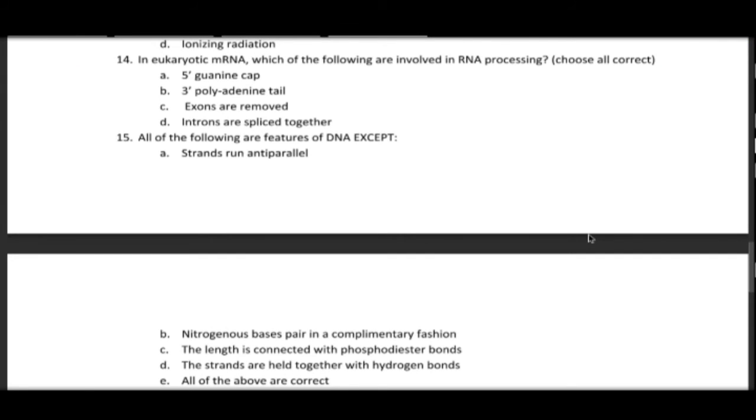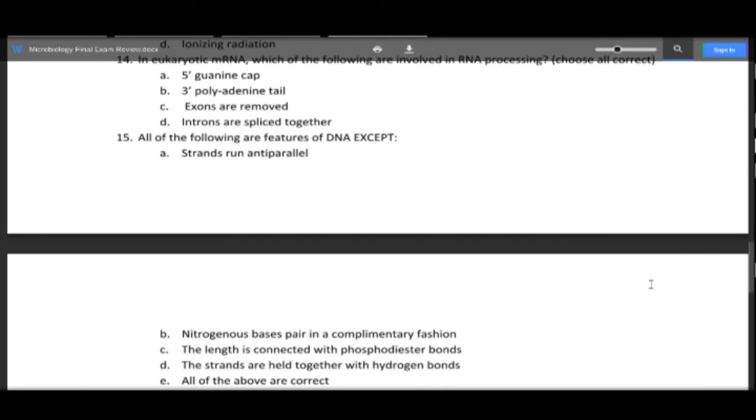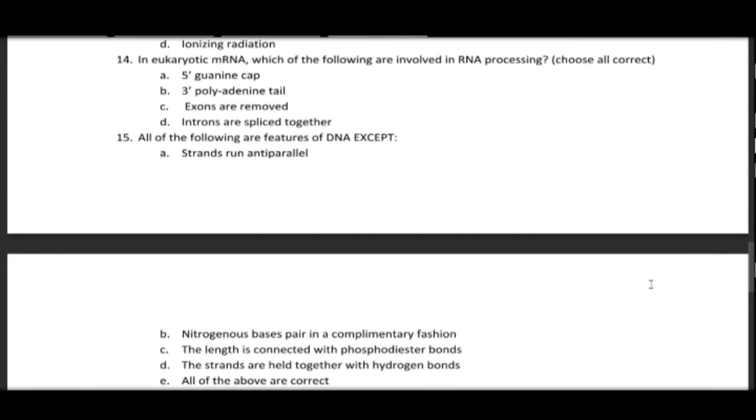B says nitrogenous bases pair in a complementary fashion, and that is true. We have the complements of each other, so C hydrogen bonds with G, A hydrogen bonds with T. If we're talking about RNA, then U would hydrogen bond with A. But this is DNA. So we do have strands that run anti-parallel. We do have complementary nitrogenous bases, so they have nitrogen in them, which is true.